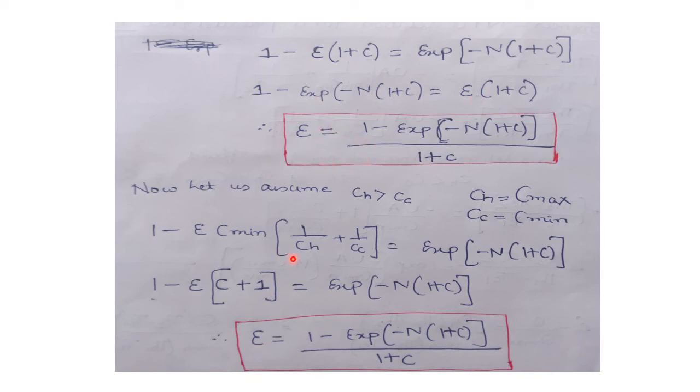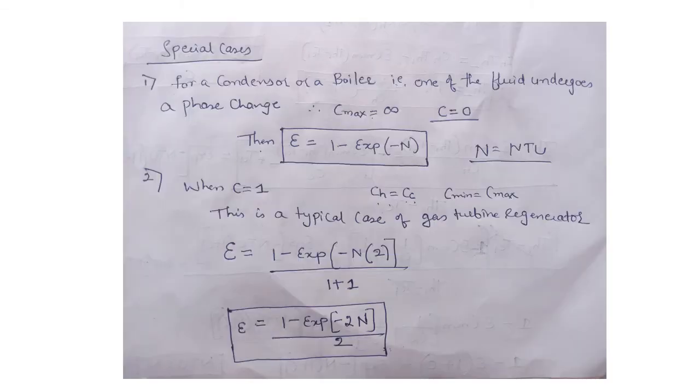If I solve this equation for effectiveness, I am going to get the same expression as I got here. That means if I assume any one of the fluids as the minimum fluid and the other fluid as the maximum fluid, in both conditions I am going to get the same expression. So this is the final expression for the effectiveness NTU method for the parallel flow heat exchanger.